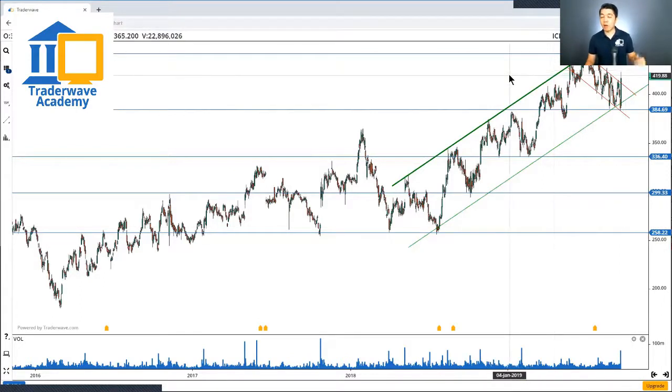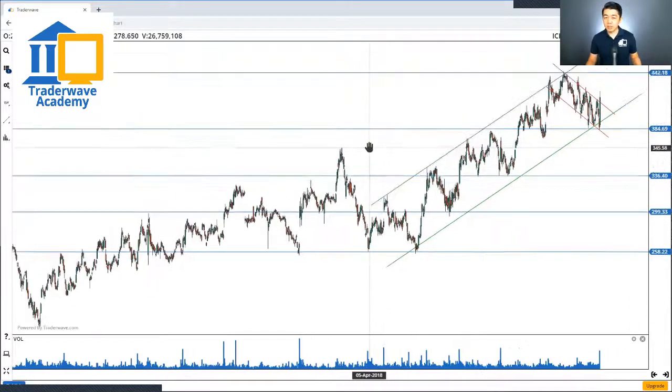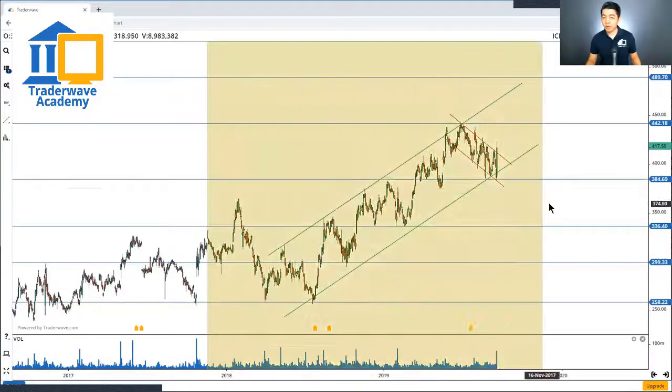So the main thing of making our trading setup decisions and how to look at the major trend going forward is from here. This is probably the part where I will be focusing on.